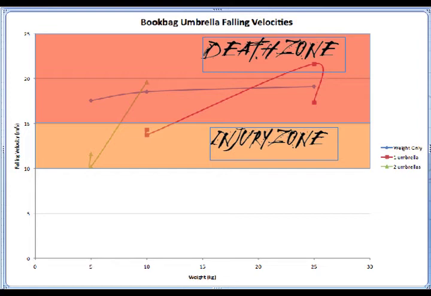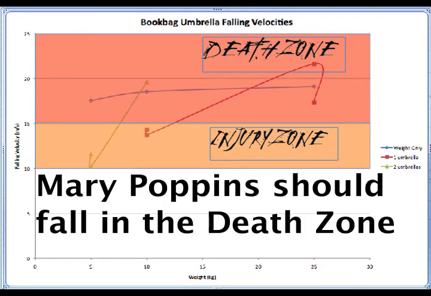However, we find 10 kilograms with one umbrella falls at 13.7 meters per second, and 25 kilograms with one umbrella falls at least near 17.3 meters per second. Because Mary Poppins weighs roughly 45 kilograms, we expect her to fall even faster than 17.3 meters per second, which is in the death zone. In fact, even a child weighing 25 kilograms, or 55 pounds, can die from a 40-foot fall with an umbrella. So kids, even an umbrella won't save you from a really high jump.